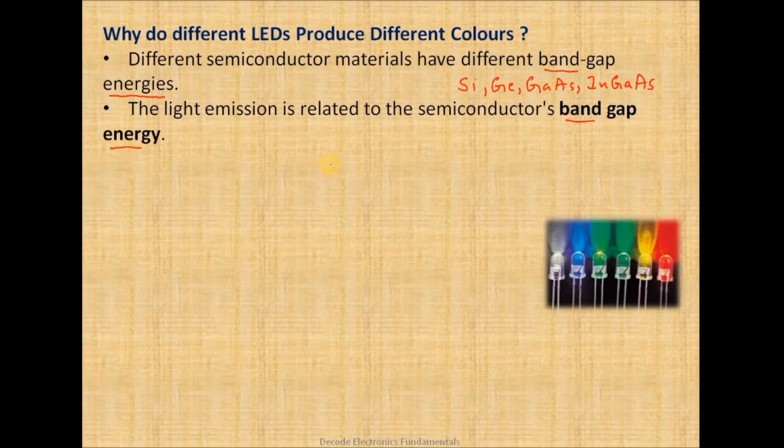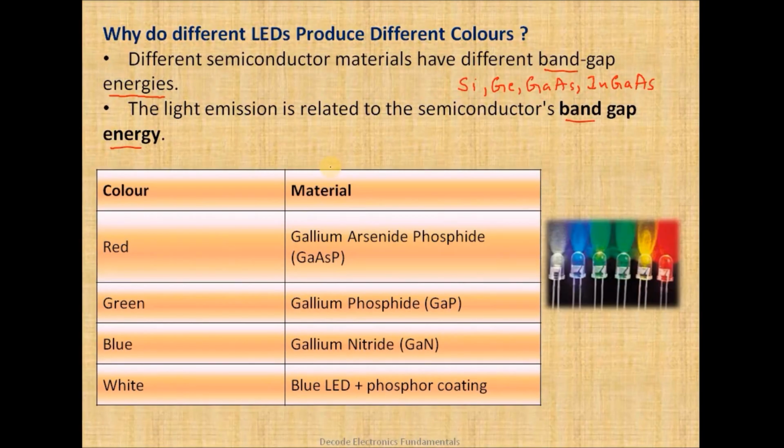Now, when the band gap energy of every material is different, do they emit light of the same wavelength? That is the question. The answer is no. This particular table very nicely shows us that if the material being used in the light emitting diode is gallium arsenic phosphide, then the light emitted will be of red color.